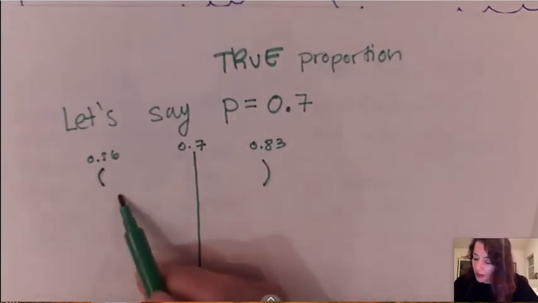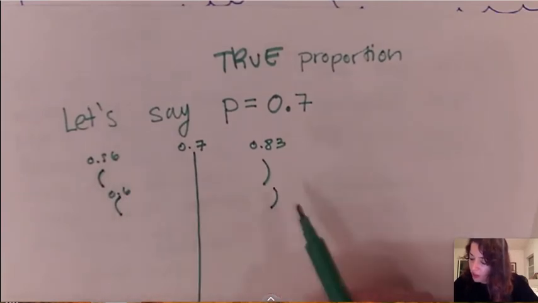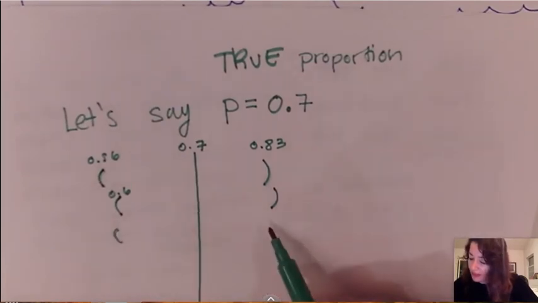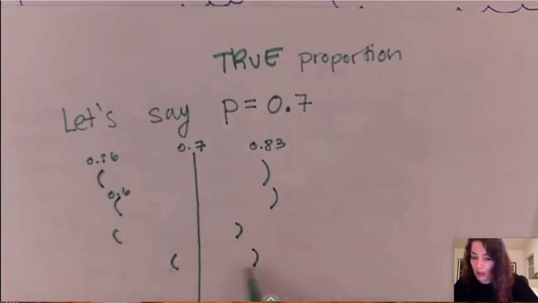And next time we get one and we have a 0.6 and then maybe a 0.84. So we have also captured the true proportion. And we get different samples every time, and they look a little bit different. So what I'm drawing is lower bound, upper bound.